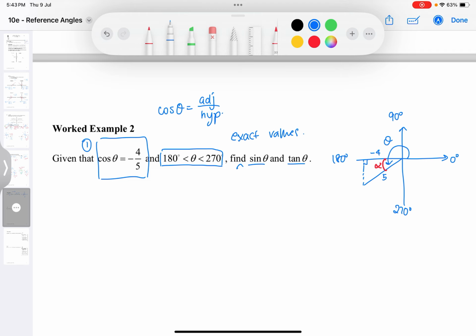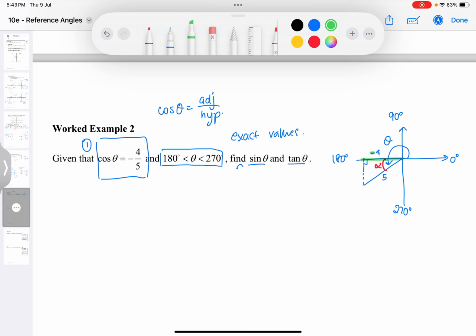Why is the negative sign with the adjacent and not with the hypotenuse? Because the hypotenuse is the length of the line, which is always going to be positive, whereas the adjacent lies on the x-axis. As you can see, this lies in the negative region of the x-axis. This part is negative, so that's why the sign is negative.